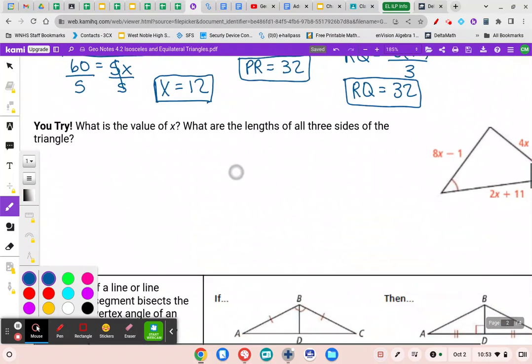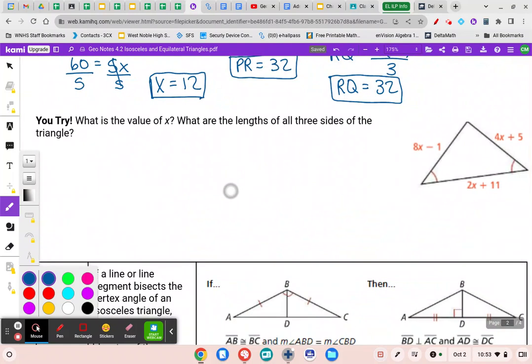All right, go ahead and pause me. You guys try the you try. Find the value of x. What are the lengths of the 3 sides of the triangle? I'm going to go ahead and solve this so when I come back on, it will already be solved. So make sure you're taking the time to solve it on your own.